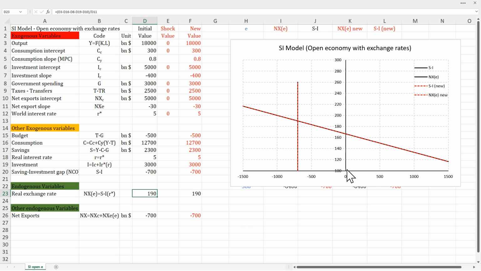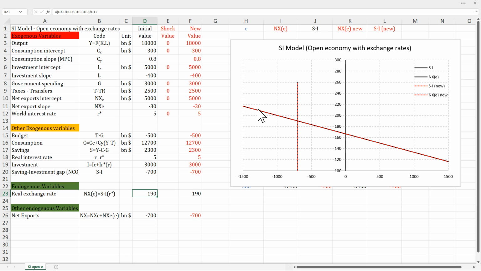Now let's come to this graph. On the vertical axis, we are measuring the real exchange rate, and on the horizontal axis we are measuring dollars. So the interpretation is that this is the supply and demand of the foreign exchange market. The demand curve over here is this line, which is downward sloping, and the supply of these foreign dollars is given by the net capital outflow, which is savings minus investment.